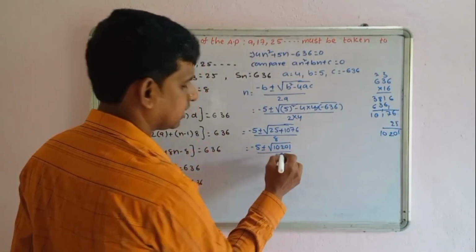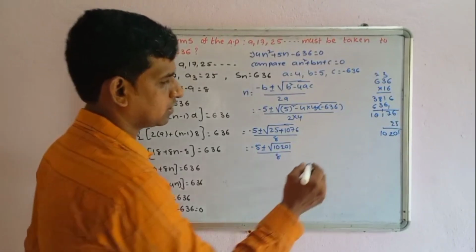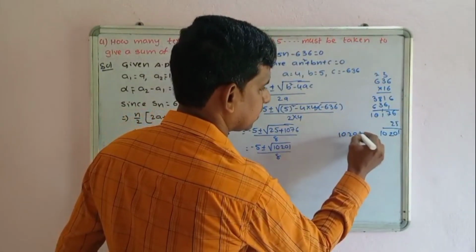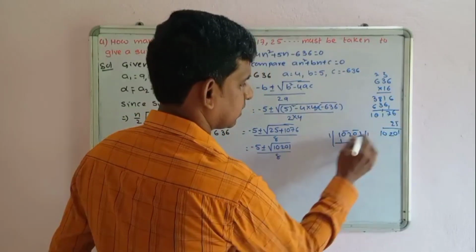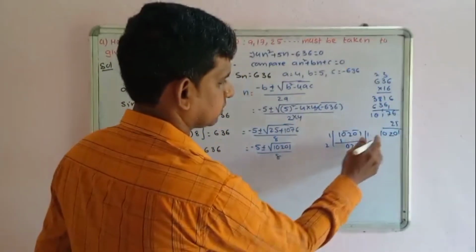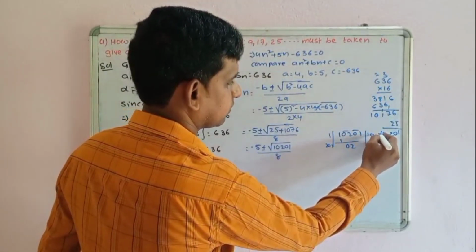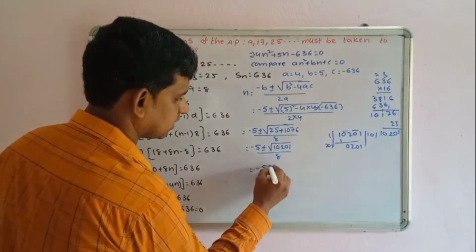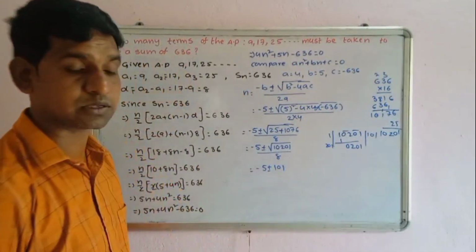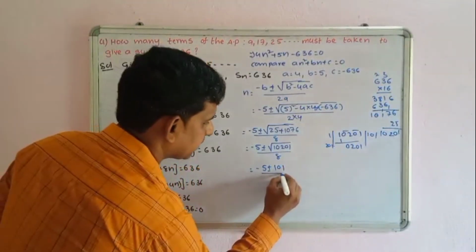Now we will find the square root of 10,201. 1 one is 1. Double 1 is 2. Take the next 2 digits, so take 0 and 1. So 101. The exact value is 101. The square root of 10,201 is 101, by 8.